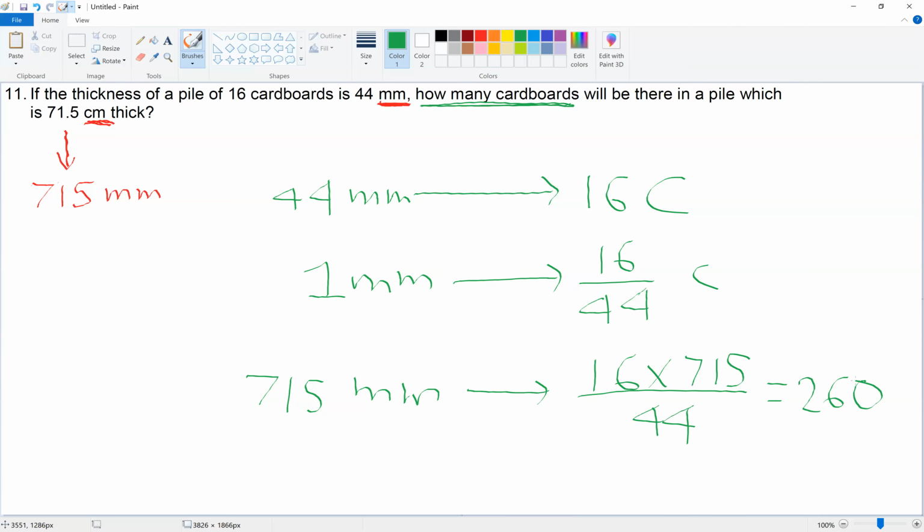Do you get it? Yep. And if you are doing calculation manually, divide this by 4 first. Then you go 66, 5, 65. So the answer will be 260.